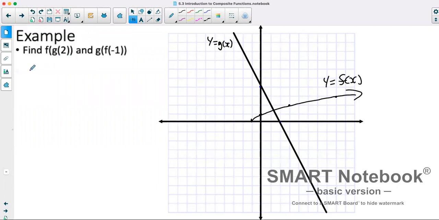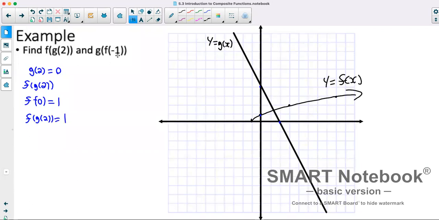I'll start with my inner function on this first one. So g of 2, here's our graph of g of x. At 2, it is at 0. If we're looking for f of g of 2, what we're really looking for is f of 0. So f of 0, that'd be right here, so that'd be 1. So f of g of 2 just gives us 1.